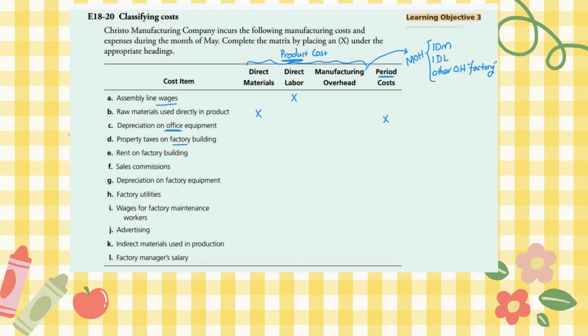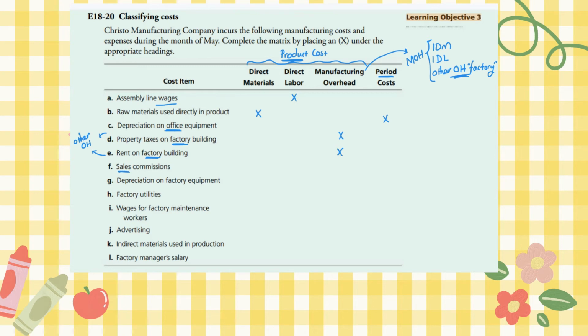Property taxes on factory building, so this is other overhead that we talked about here. Any expense related to the factory other than salaries or wages will be considered under other overhead, which is a manufacturing overhead item. So I'm going to write beside it, other overhead. Rent on factory building, again factory, so rent expense is going to be other overhead. It's part of the manufacturing overhead.